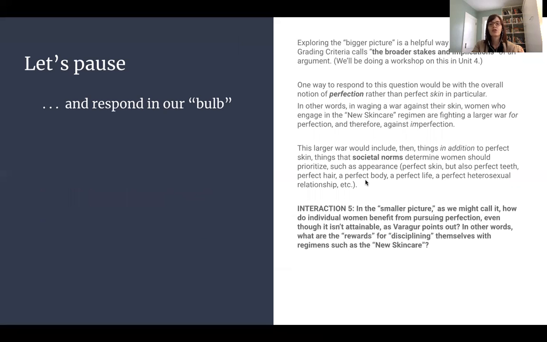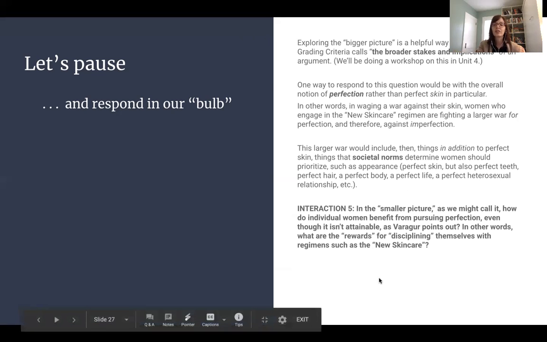Okay. And so, again, moving from this idea of perfection and a focus on an individual woman and her skin to this larger picture of societal expectations, gender norms, that again helps us address the broader stakes and implications of Vargar's argument. And so, part of what we're getting at when we talk about broader stakes and implications is, why does her argument matter in the larger scheme of things, right? It's about skincare, but let's say I don't do that. So why does this argument matter to me, right? So getting at that big picture.